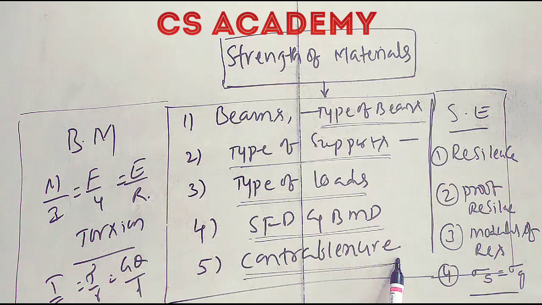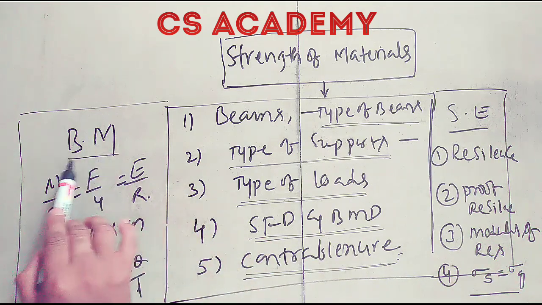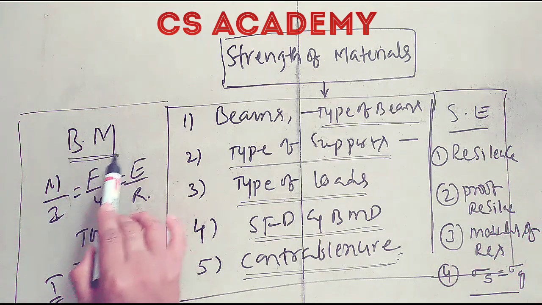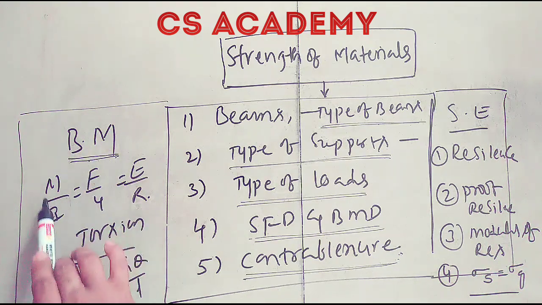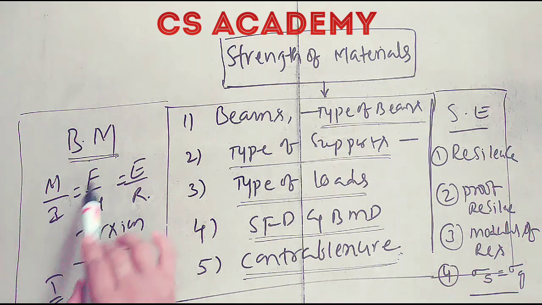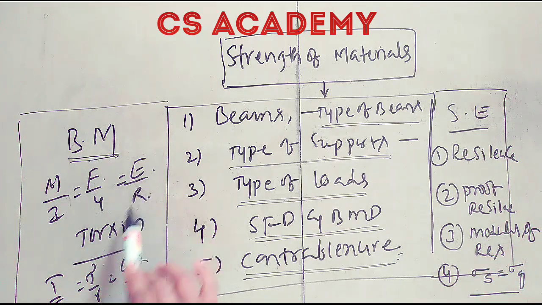One more thing is the point of contraflexure, and some important terms, how it varies in the shear force and bending moment diagram: where the bending moment changes its sign, where the shear force changes its sign. In this concept we will discuss all these things, followed by the theory of bending, which is about bending stresses, with the equation M by I is equal to F by y is equal to E by R, followed by the torsion equation, T by J is equal to tau by R is equal to G theta by L.